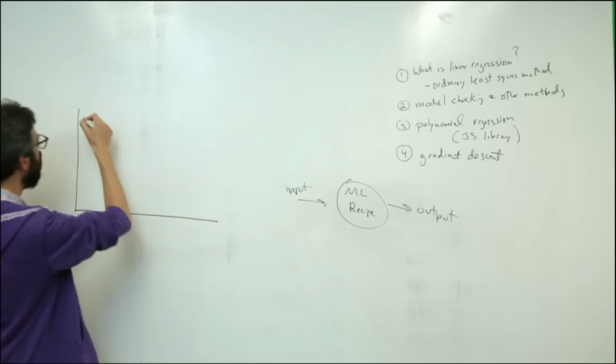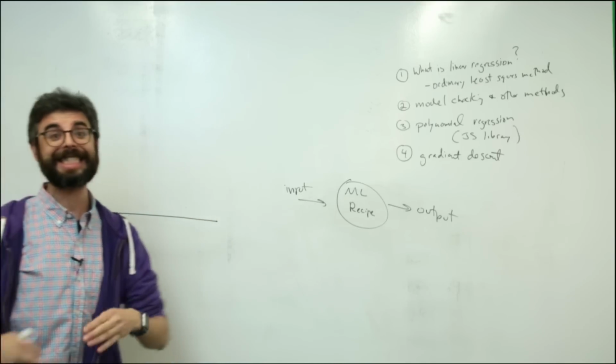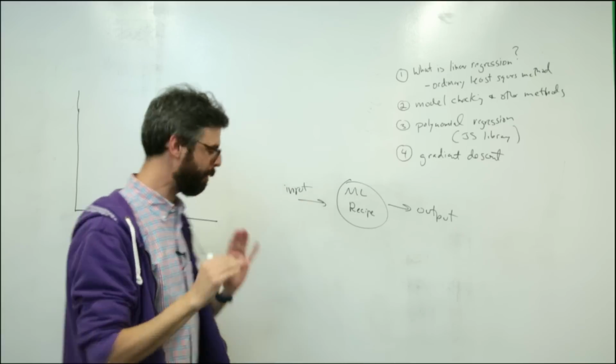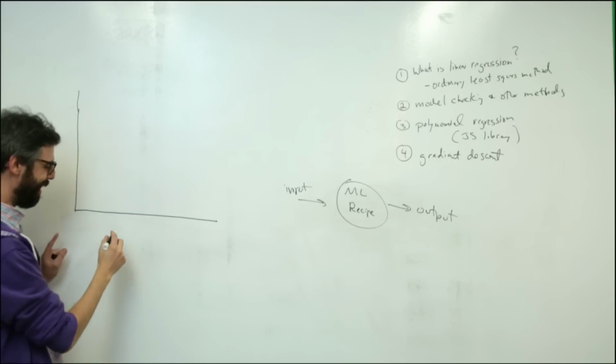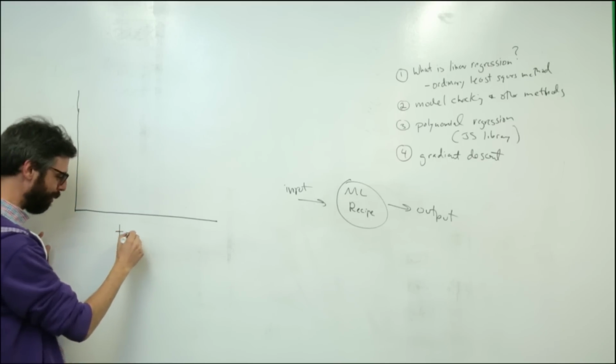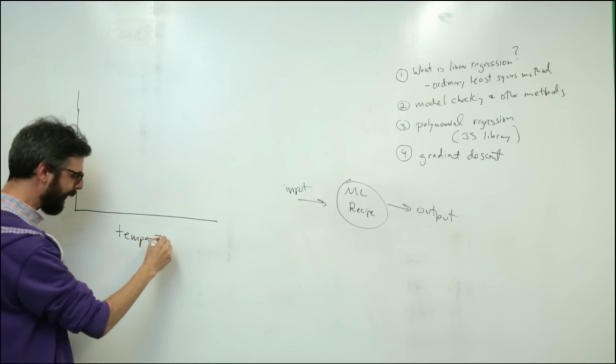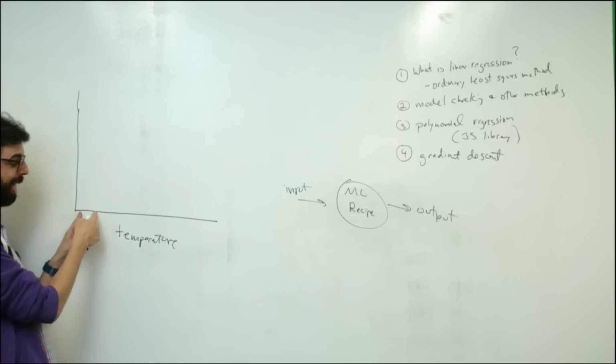Okay, so we could graph a data set using something called a scatter plot. And we're going to make the data set, bear with me here, about temperature. The x-axis I want to think of as temperature.